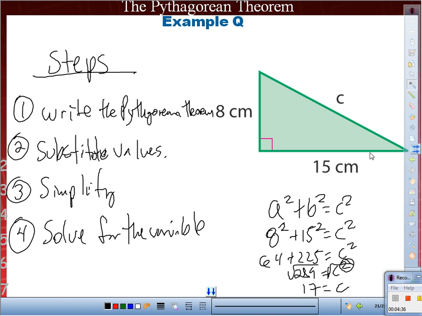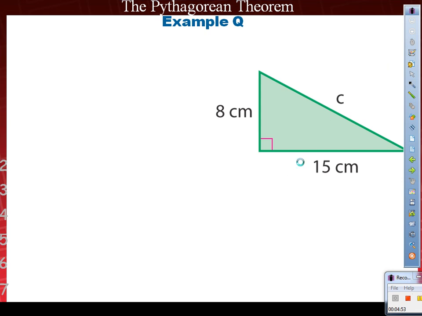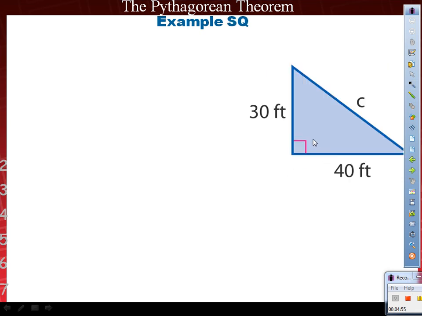Why didn't I use negatives? Because now we're involving distances. So this is 17 centimeters. Okay? How are you with that so far? 5, 5, 5, 5, 5, 5, 4. Okay? So we're there. From there, I kind of brushed through this one, yes?